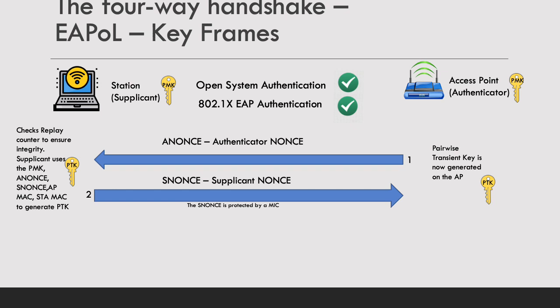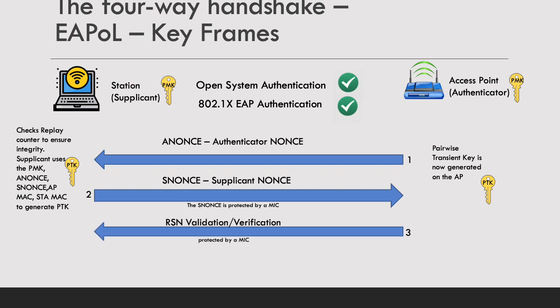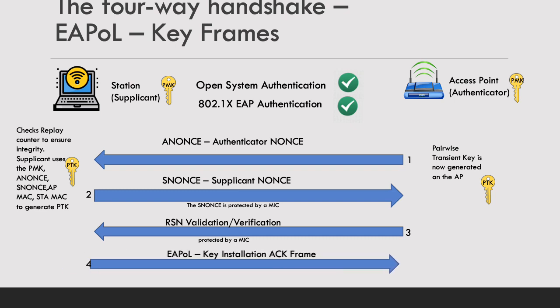So once the access point successfully has its pairwise transient key, it sends a robust secure network validation or verification back to the station saying, yep, I'm all good, and this message is also protected by a message integrity check. Once the station receives that, it sends back the key installation or acknowledgement frame. Now everything is set to go. We're ready to transmit secure data.